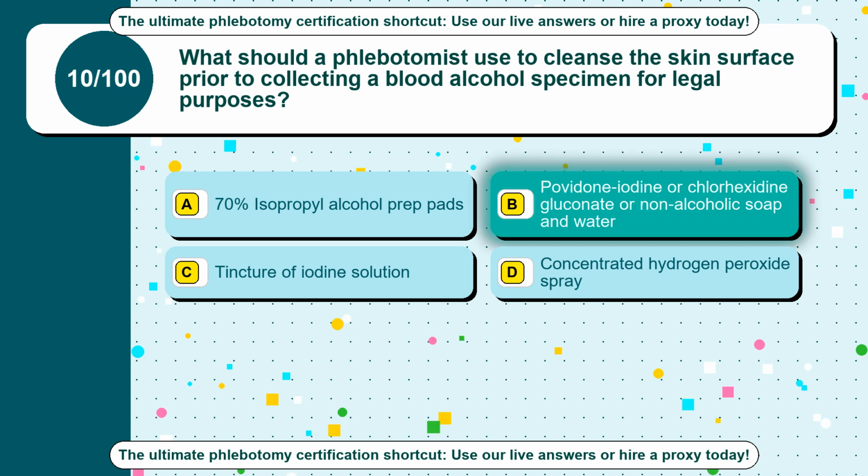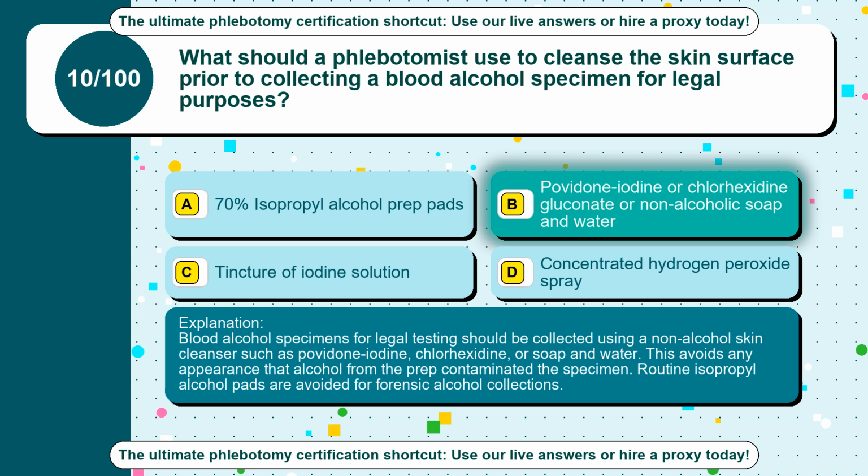The correct answer is option B. Povidone iodine or chlorhexidine gluconate or non-alcoholic soap and water. Blood alcohol specimens for legal testing should be collected using a non-alcohol skin cleanser such as povidone iodine, chlorhexidine, or soap and water. This avoids any appearance that alcohol from the prep contaminated the specimen. Routine isopropyl alcohol pads are avoided for forensic alcohol collections.